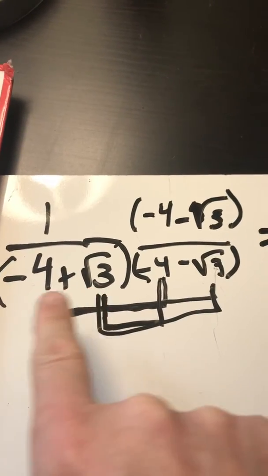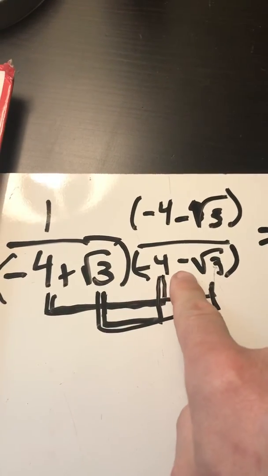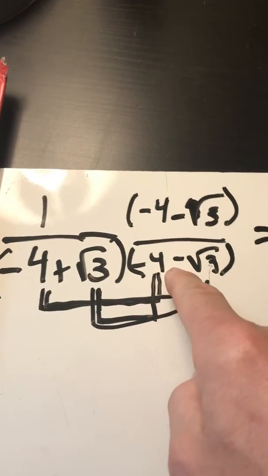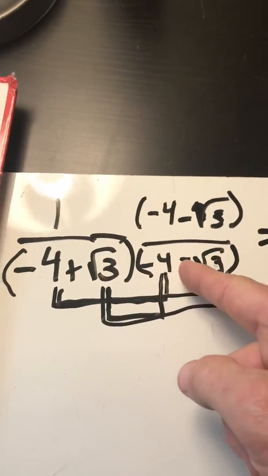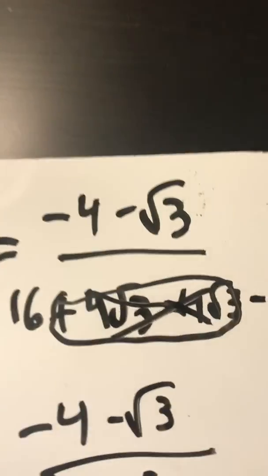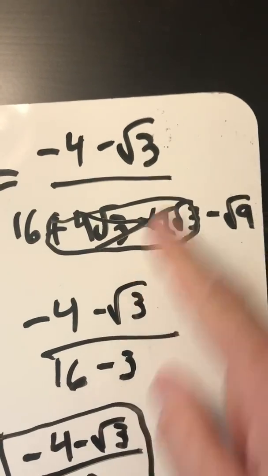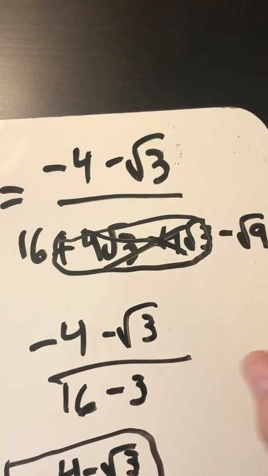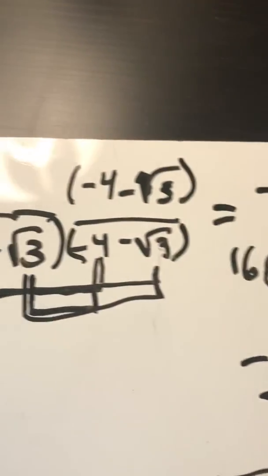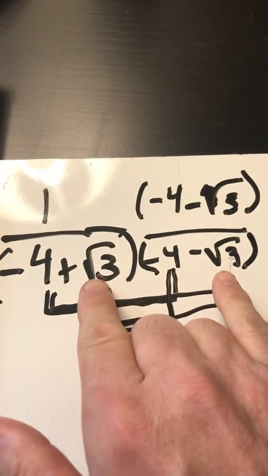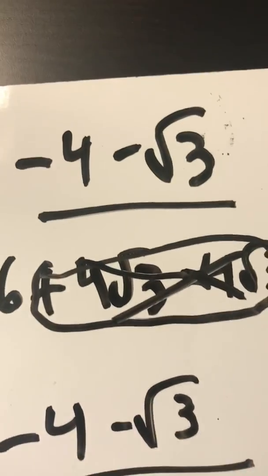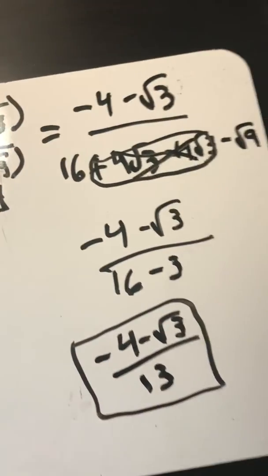The conjugate of this is the same term, but the middle sign changes from a positive to a negative. If this was a negative, then this would change to a positive. And you multiply it out, you see the middle two terms eliminate. So you really don't need to do it. You just do first times first, and then last times last, because you know the middle two terms are going to eliminate. 5 minutes.